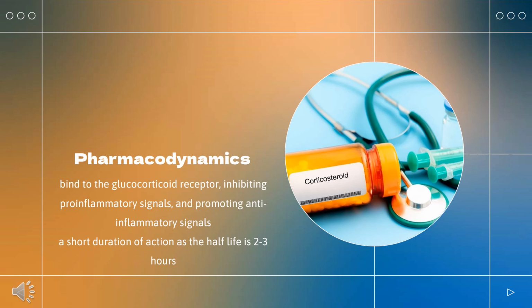Pharmacodynamics. Triamcinolone is a corticosteroid with anti-inflammatory properties. These properties are used to treat inflammation in conditions that affect various organs and tissues. Triamcinolone should not be administered as an epidural injection.